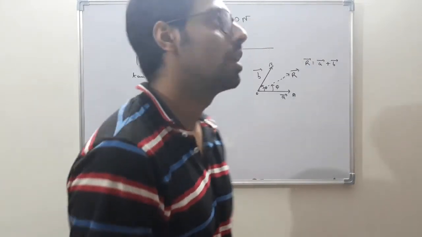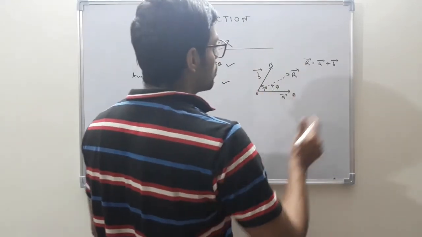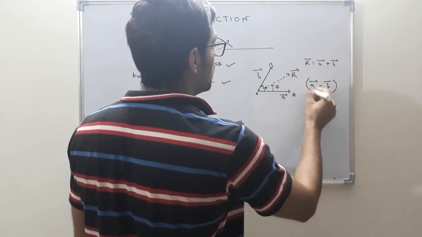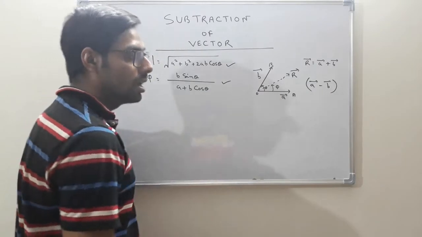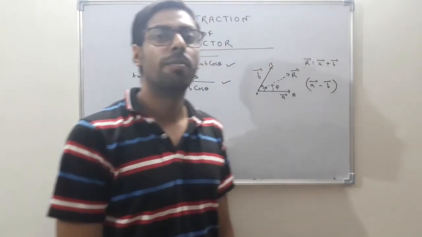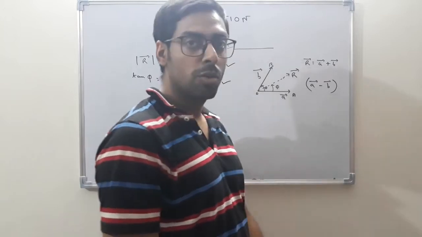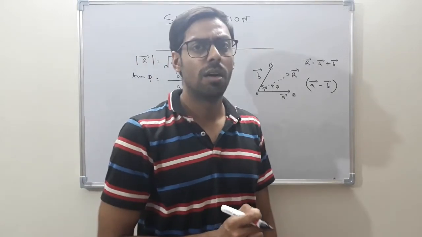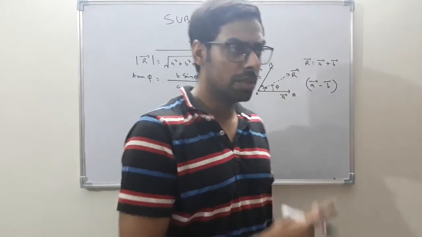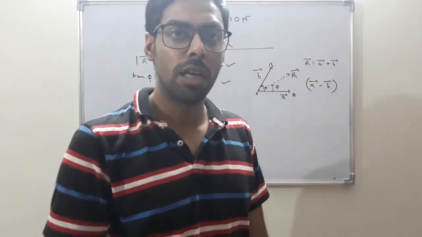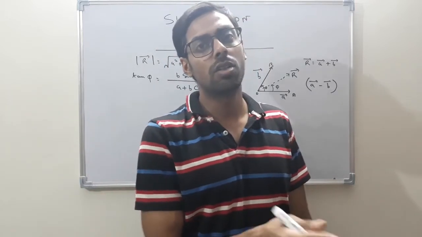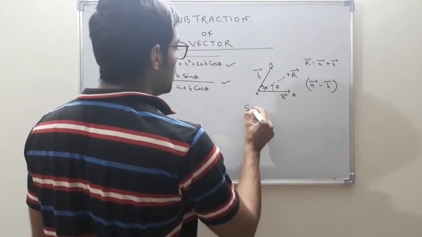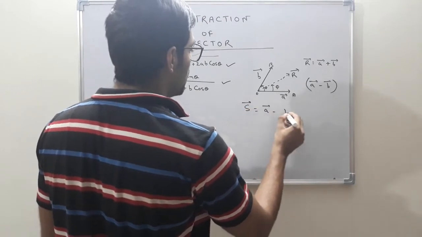But in subtraction of two vectors, suppose you are asked to find the result of vector A minus vector B. These two are vector quantities, and you are asked to find A minus B. This is called the subtraction of two vectors, and it is basically a vector addition technique. How? Because subtraction of one vector from another is the addition of one vector with the reverse, or the negative, of the other vector. Let me make it clear.